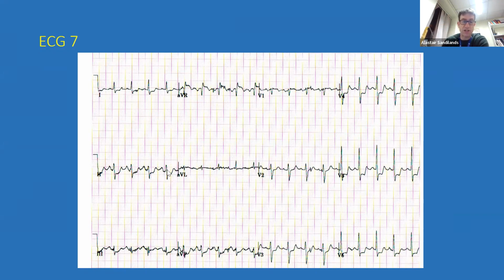So it's ST depression. This is the reciprocal change in AVR. Okay, it's the opposite. So it's ST elevation, so it's at the top right. Everything else is below that. So this is the reciprocal change. And this is your ST depression in your anterolateral, inferior, lateral leads. Okay, any questions?